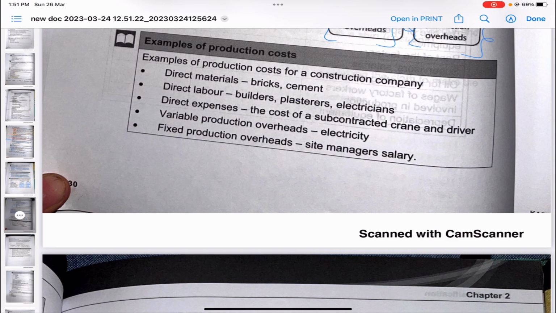Now, what are the examples of production cost? When we talk about a construction company, what are its direct materials? Bricks and cement. Direct labor: builders, plasterers, electricians. Direct expenses: if you have contracted a crane and a driver, it is an expense, but it is related to your business, right? Variable production overheads, something which keeps changing: electricity. Fixed: site manager's salary. Don't get confused with the last two, we will be seeing this in detail.